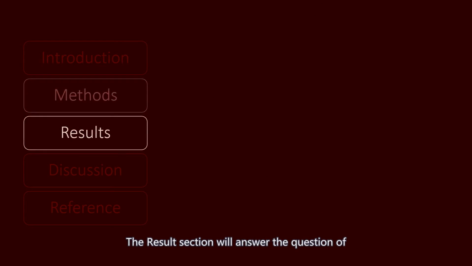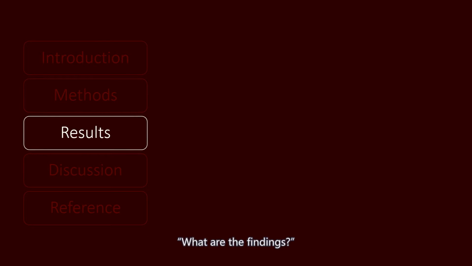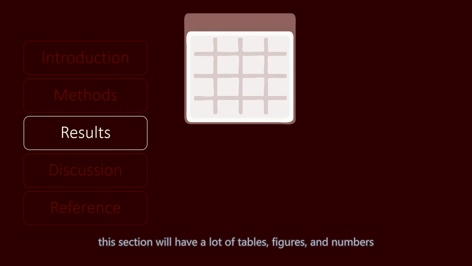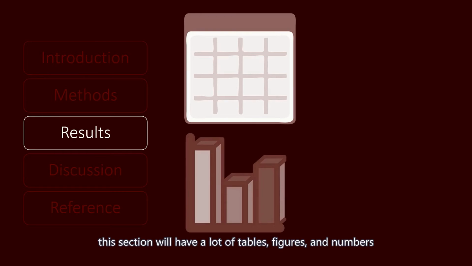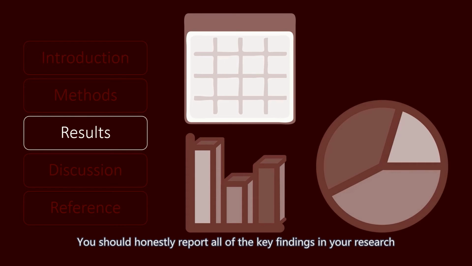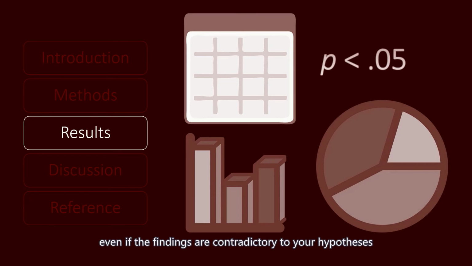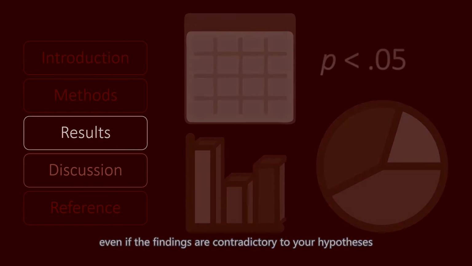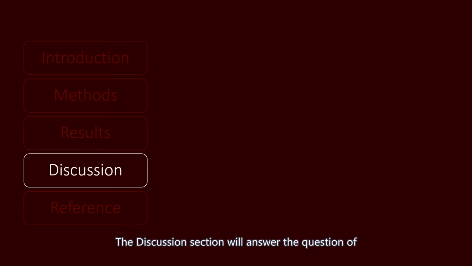The results section will answer the question of what the findings are. In most cases, this section will have a lot of tables, figures, and numbers. You should honestly report all of the key findings in your research, even if the findings are contradictory to your hypothesis. The discussion section will answer the question of how to use the findings.